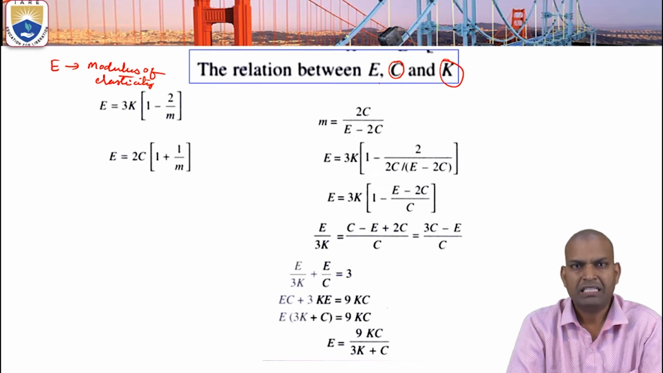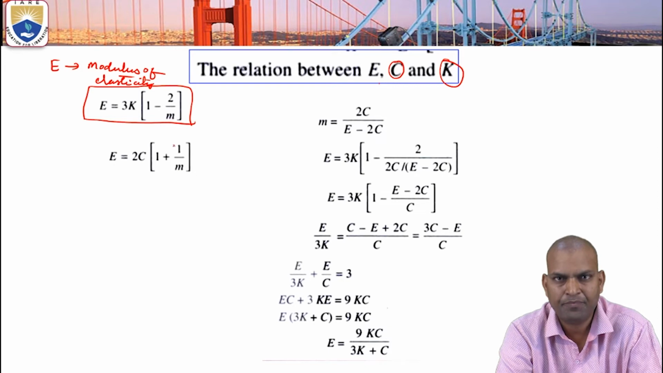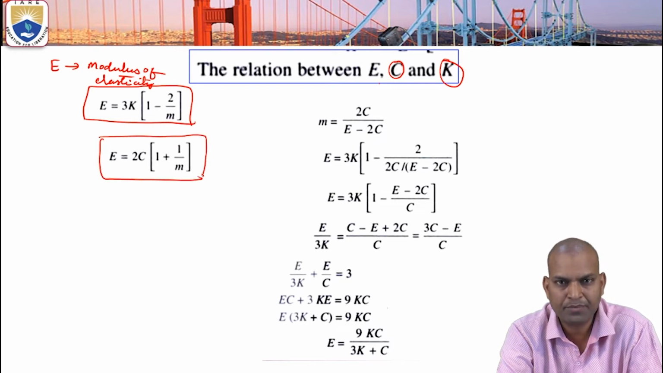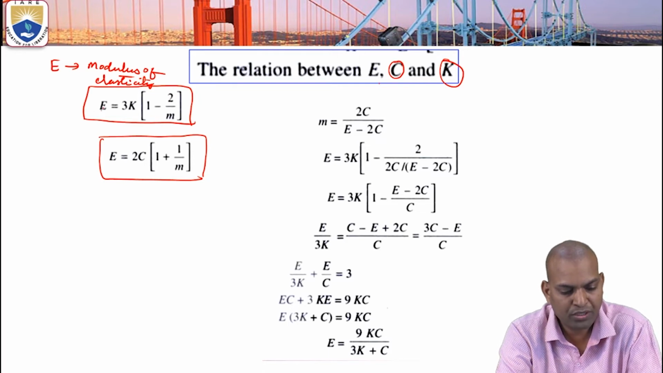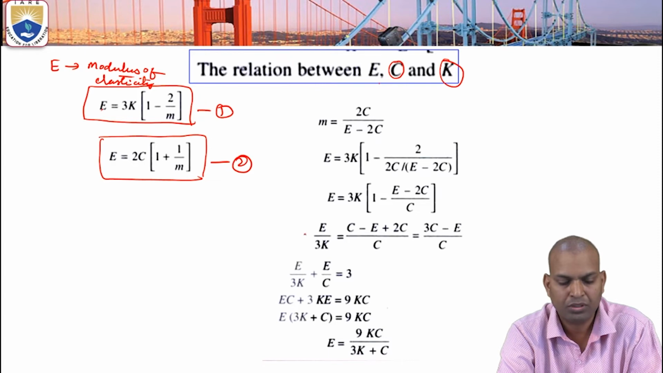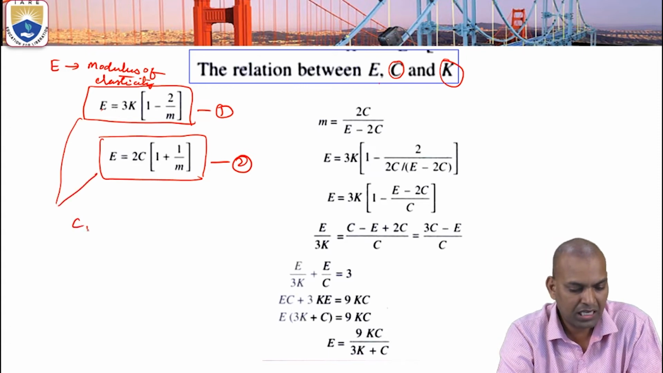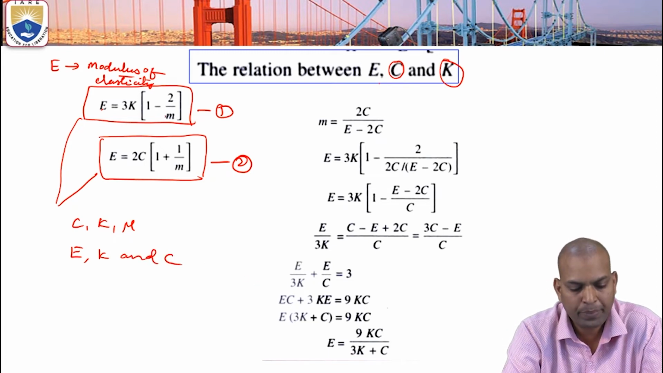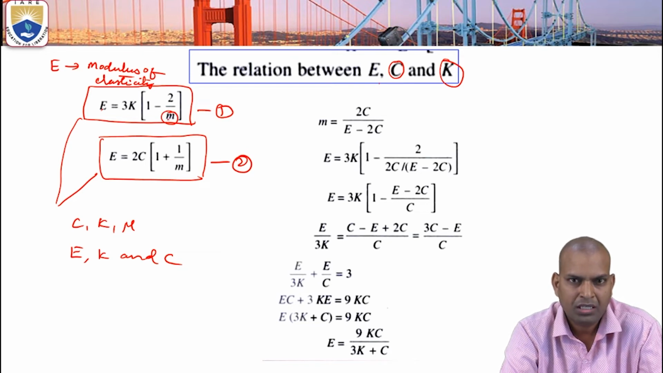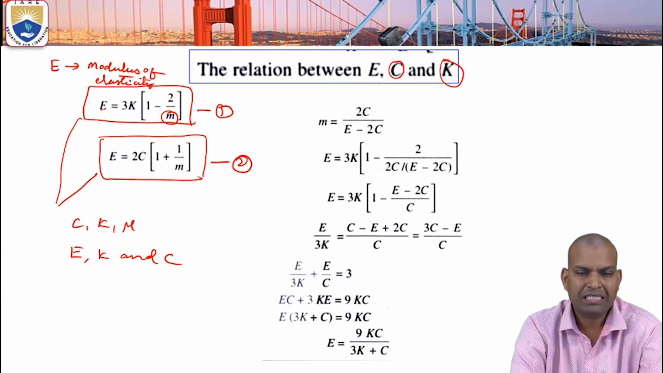We already found the E and K relationship, that is E equal to 3K times 1 minus 2 by M. And another relation is E equal to 2C times 1 plus 1 by M. Equate these two. Suppose it is equation 1, equation 2. If you equate these two, then we will find the relation between C, K, mu. But we want a relation between E, K and C. So in the place of M, find out M and substitute in equation 2, then you can find the relation between E, C and K.